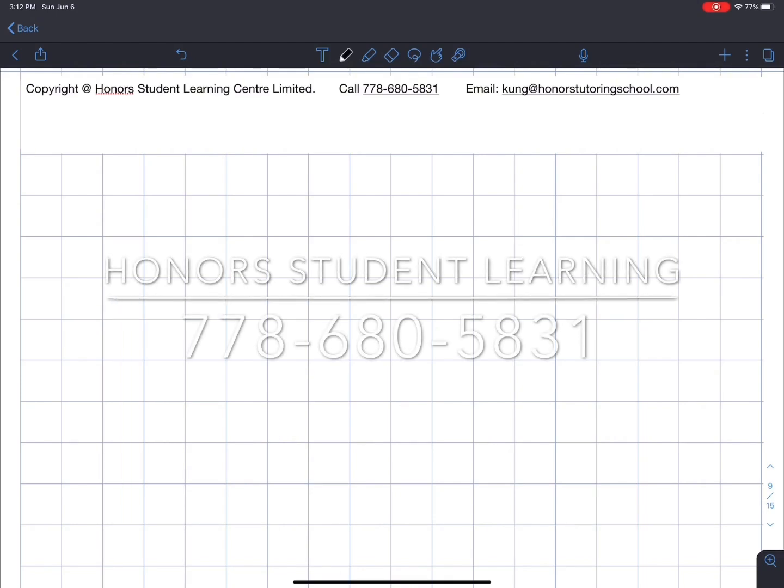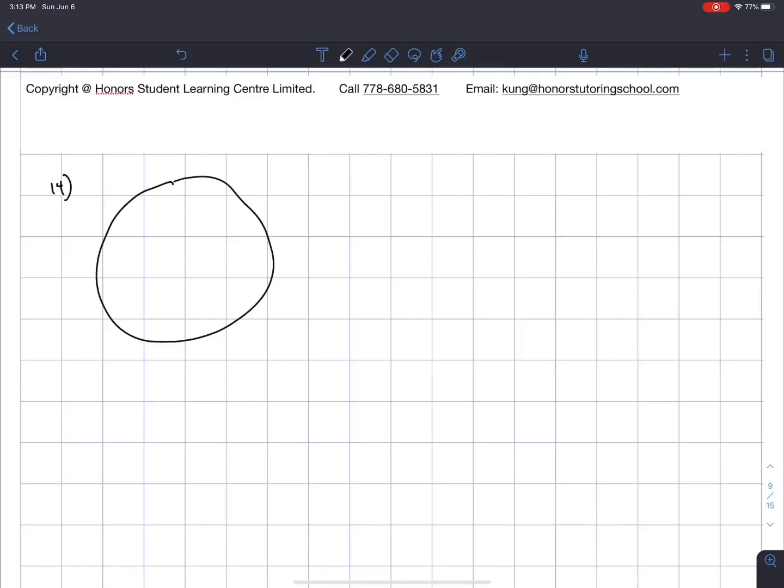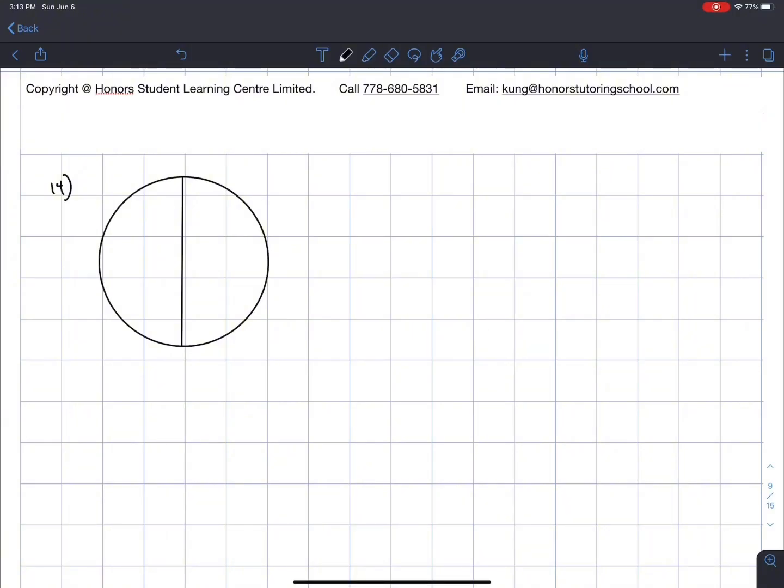Okay, moving on to question 14. So we have a spinner. The spinner is being cut into 6 equal pieces. We have A, B, C, D, E, F. And they are also numbered 1, 1, 2, 2, and 3, 3.